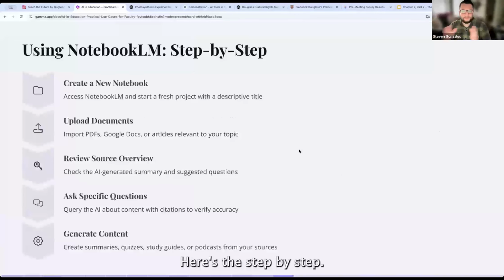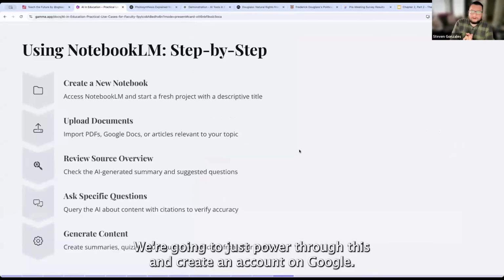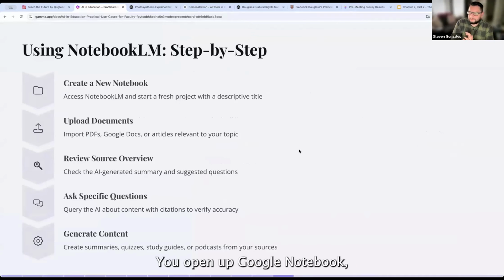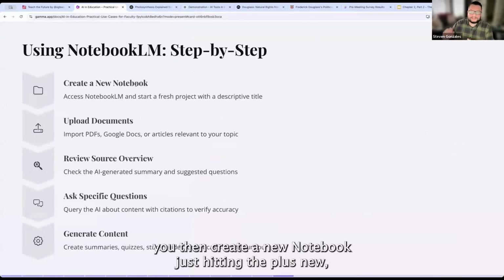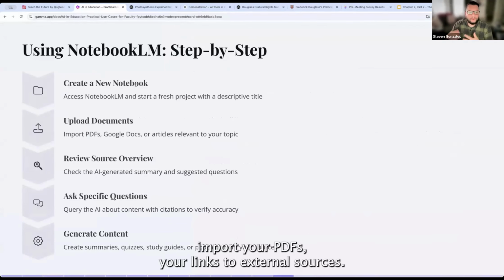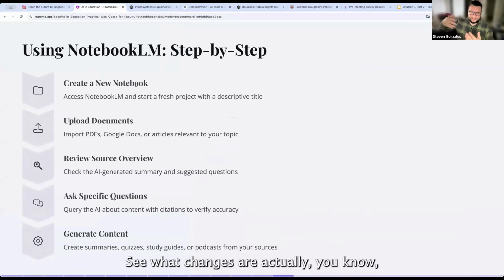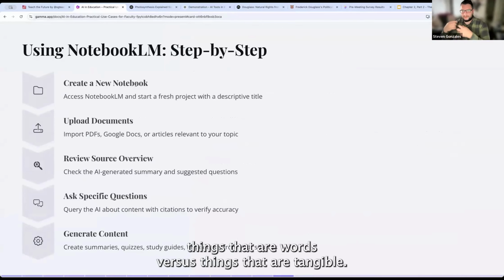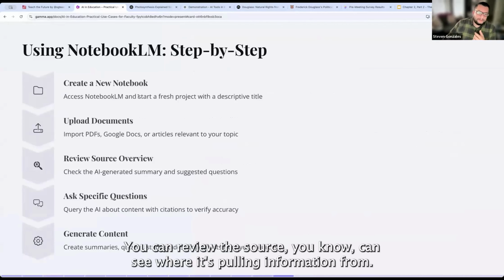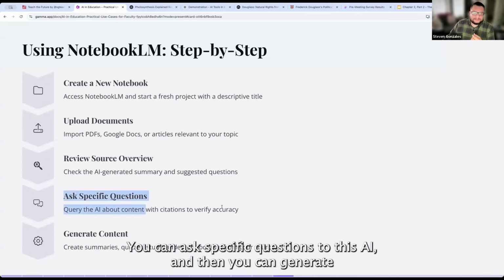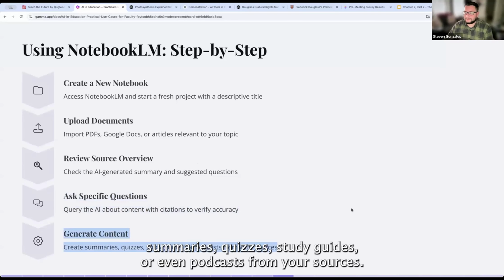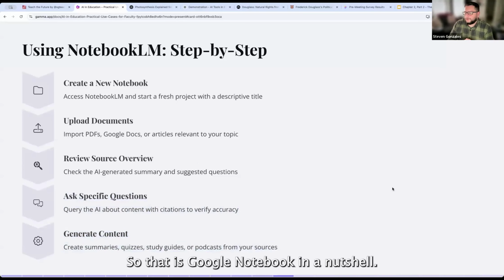here's the step-by-step. We're going to just power through this. You create an account on Google. You open up Google Notebook. You then create a new notebook, just hitting the plus, new. You import your PDFs, your links to external sources. I've linked to President Trump's executive orders, especially in the recent time, to see what changes are actually words versus things that are tangible. You can review the source, you can see where it's pulling information from. You can ask specific questions to this AI, and then you can generate summaries, quizzes, study guides, or even podcasts from your sources. So that is Google Notebook in a nutshell.